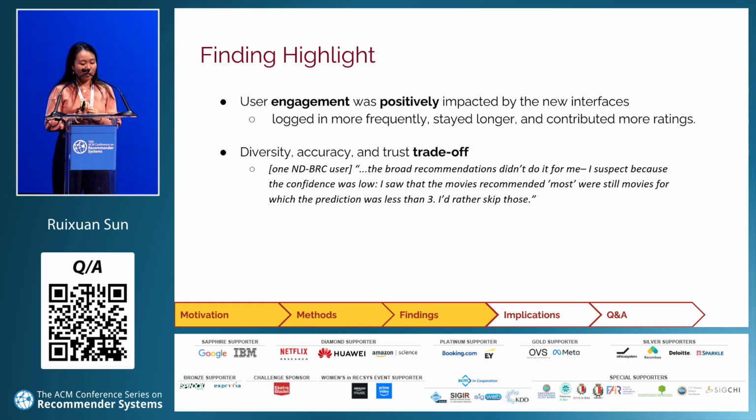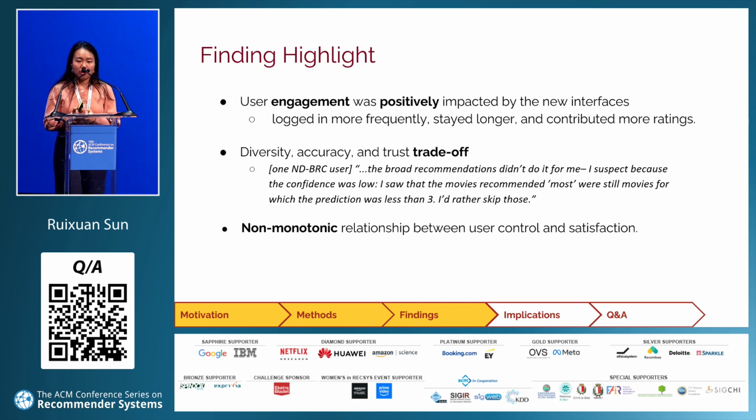Here's just one quote from a non-diverse carousel-only user. They say that the broad recommendation didn't work for me. I suspect because the confidence was low. I saw that the movies recommended most were still the movies with lower than 3 prediction score. I'd rather skip this. Which implies that users will rely heavily on what kind of predictions they can get from the recommender, and their trust is highly associated not only with the diversity, but also a certain amount of accuracy. And finally, there's no monotonic relationship between user control level and satisfaction.